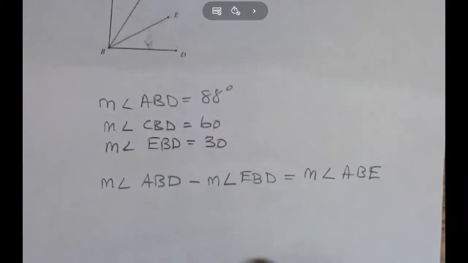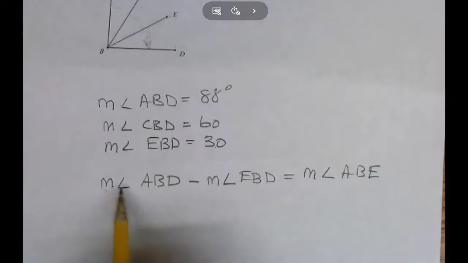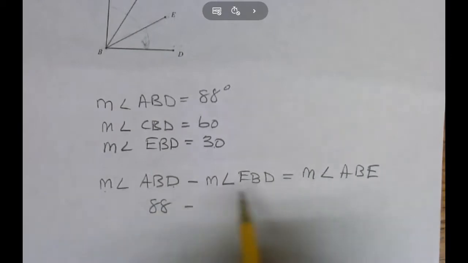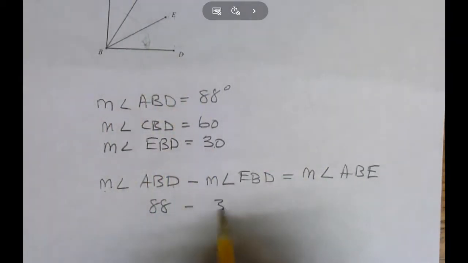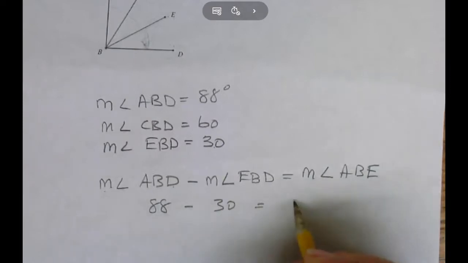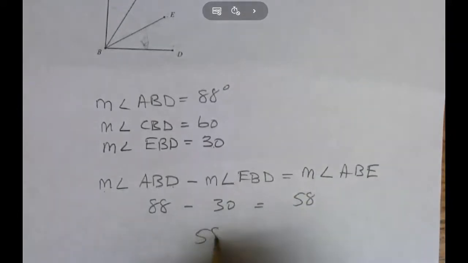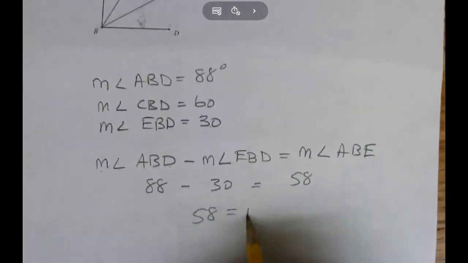Okay? So then we just plug in our numbers. Measure of angle ABD is 88. And then we minus measure of angle EBD, that is 30. And that should give us this measure of angle ABE, which is 58. So we just want to rewrite it. 58 equals the measure of angle ABE.